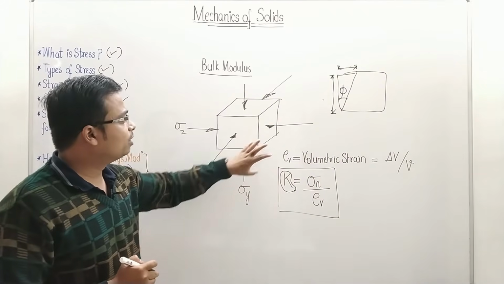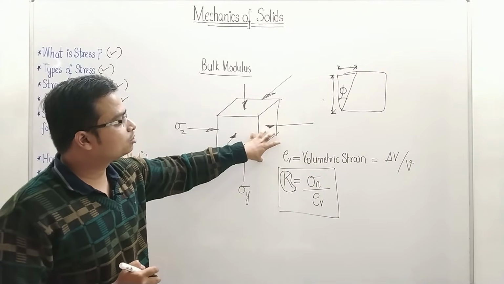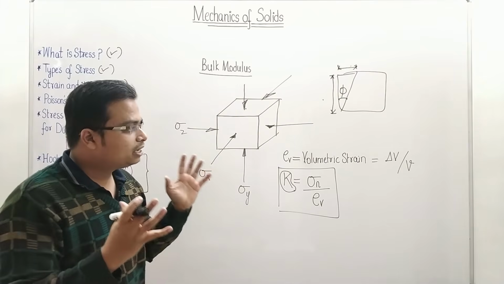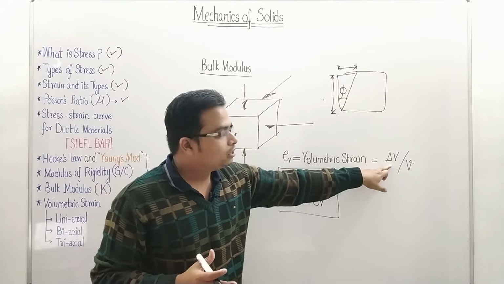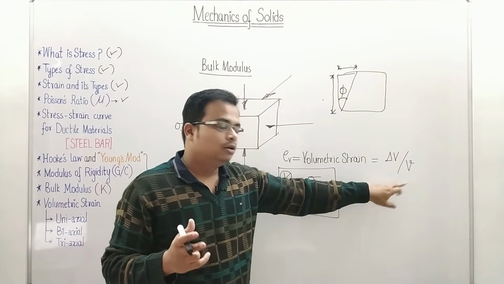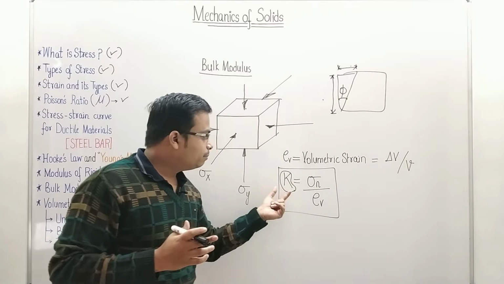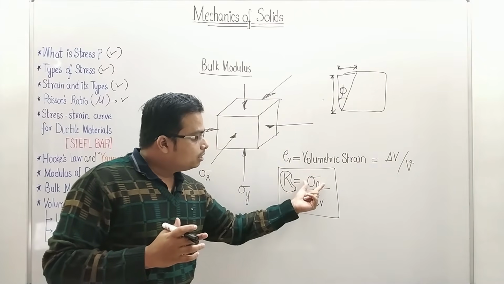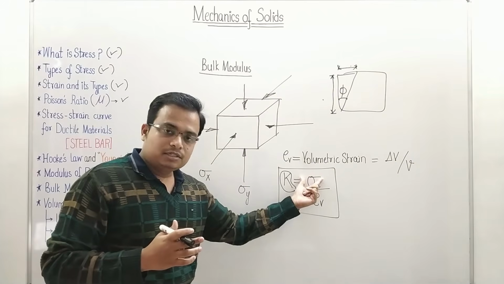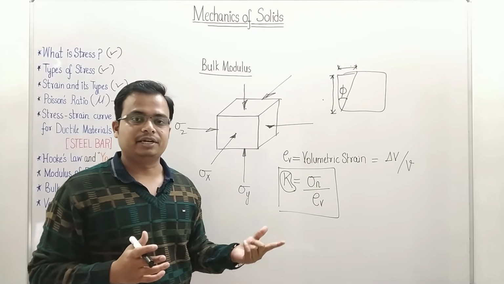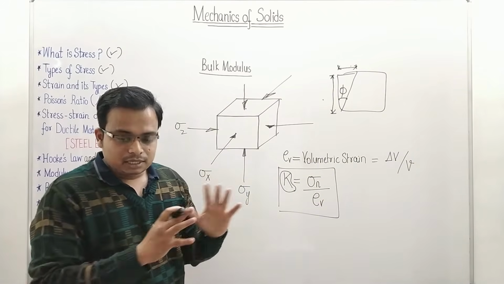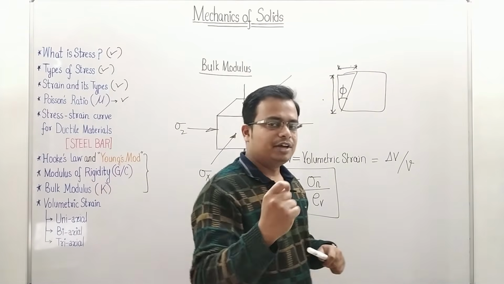And finally, as far as bulk modulus is concerned, this elastic constant is also very important, as it is going to help you find the change in volume with respect to the original volume. So if you know what the bulk modulus is, if you know the normal stress, you will easily get to know what the volumetric strain is. It's that simple. So these elastic constants really play a very important role.